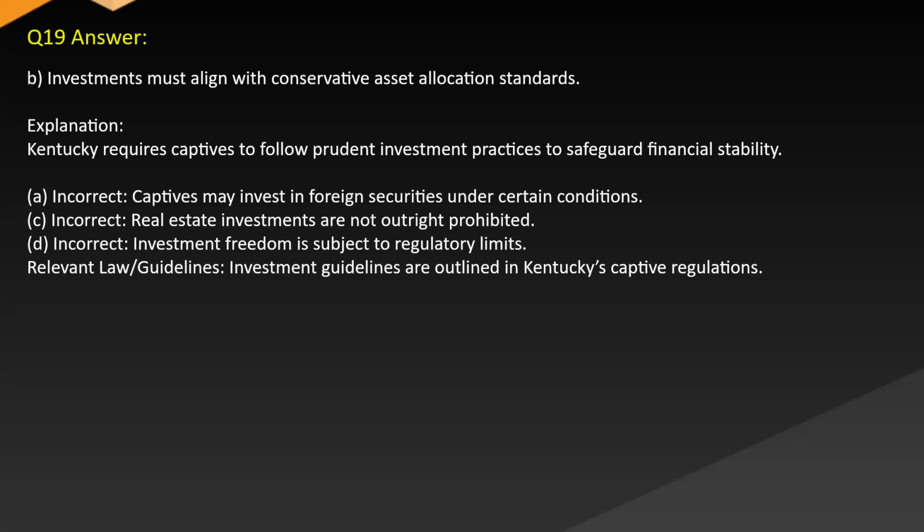Answer: B. Investments must align with conservative asset allocation standards. Explanation: Kentucky requires captives to follow prudent investment practices to safeguard financial stability. A. Incorrect. Captives may invest in foreign securities under certain conditions. C. Incorrect. Real estate investments are not outright prohibited. D. Incorrect. Investment freedom is subject to regulatory limits. Relevant law guidelines. Investment guidelines are outlined in Kentucky's captive regulations.